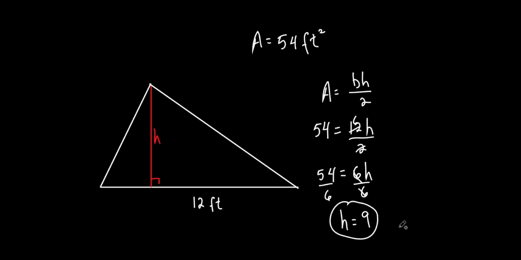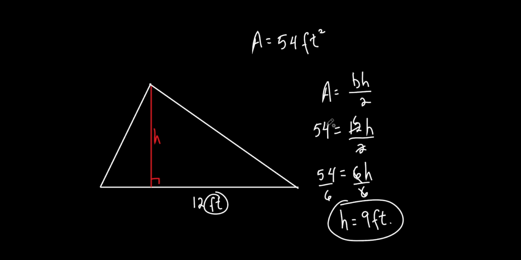So H is 9. Before I circle it, though, it's not just 9. It's not just a plain old number 9. It's 9 feet. Everything's in feet. So make sure you put the units. 9 feet. Yes? No. This could have been centimeters. They just decided to make it feet. All right? The fact that it's a triangle has nothing to do with what units you use. Okay?